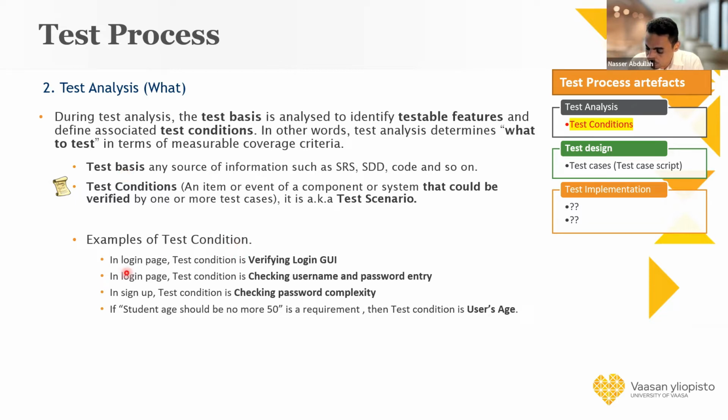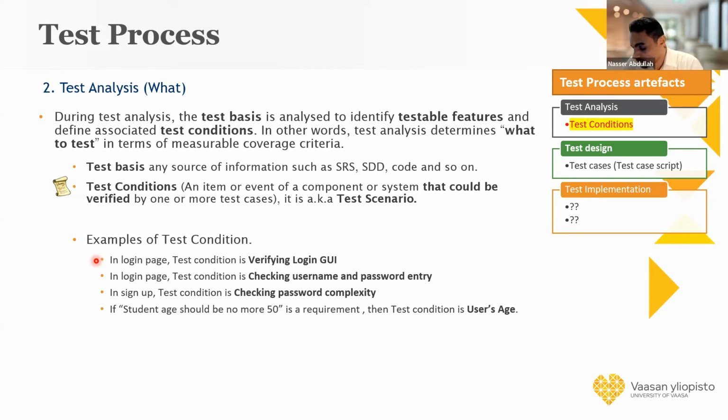Here is an example of test conditions. The first one: verifying the login GUI. You have a login module and you want to verify the login GUI. That means checking that the text box is working well, the button is working well, uploading a photo is working well. You want to verify this, and this is what we call a test condition.